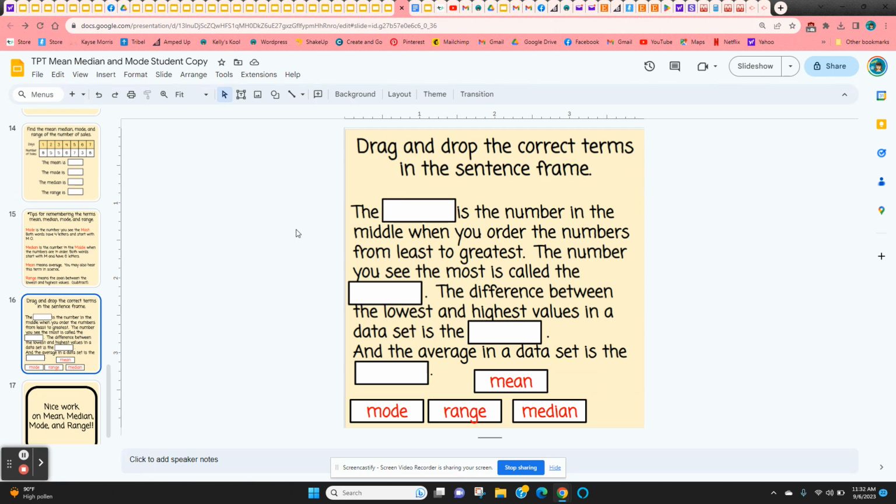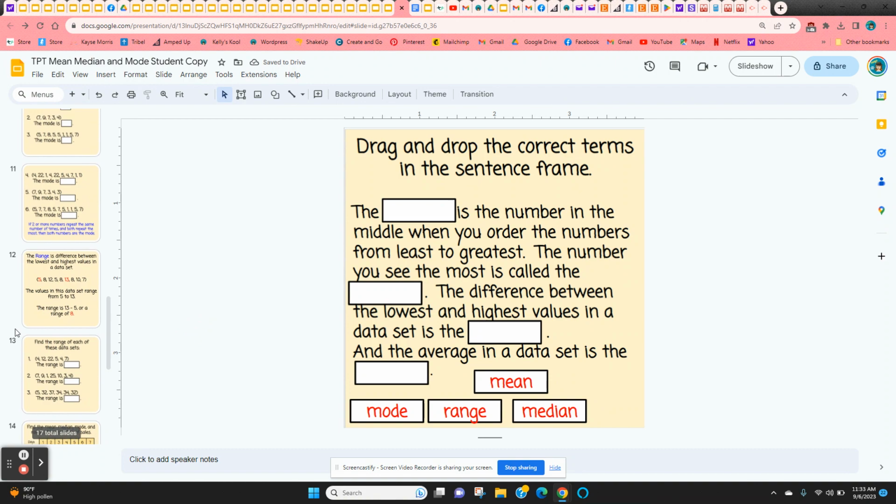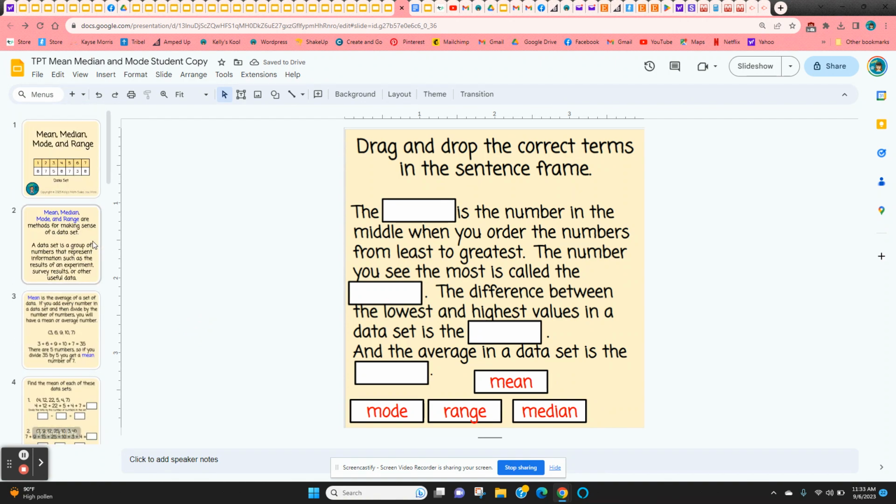On slide 16, this is a drag and drop, so students are going to be moving these words into the correct place in the sentence frames. All they need to do is click and hold on the edge, and they can move these words into the correct place. So that is a digital lesson on mean, median, mode, and range.